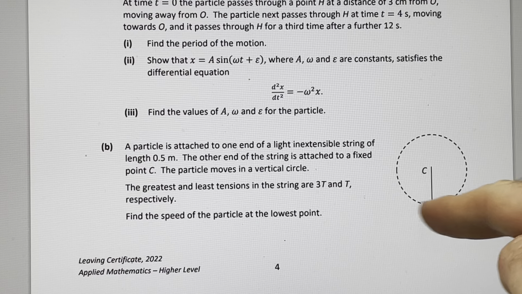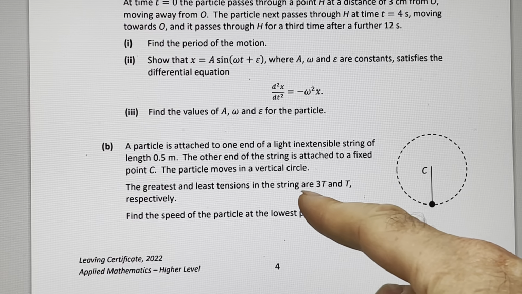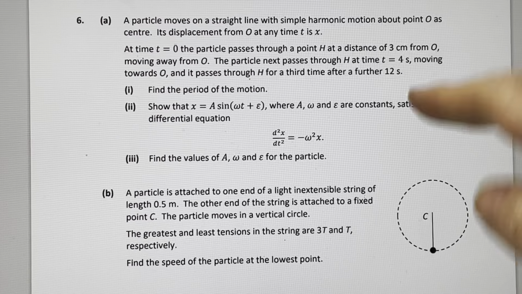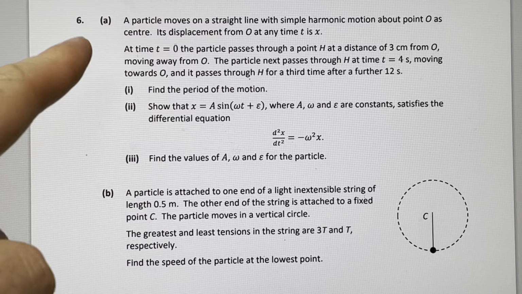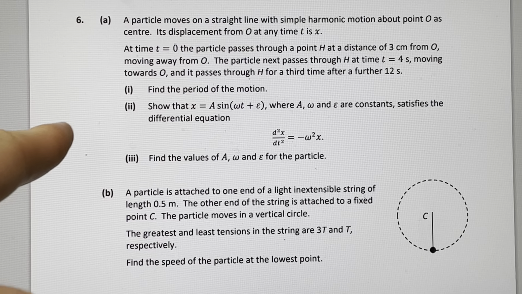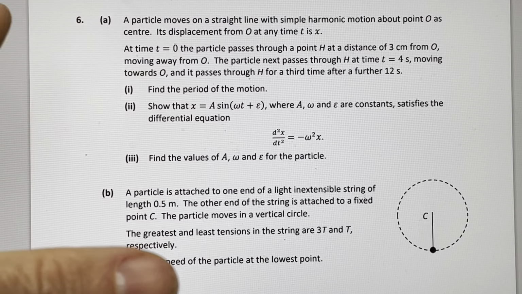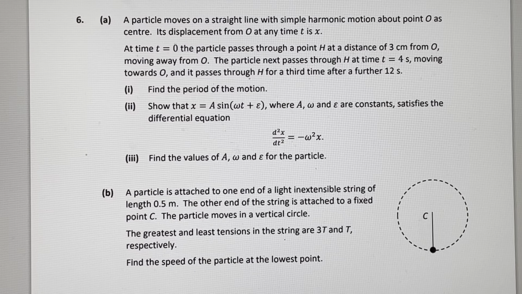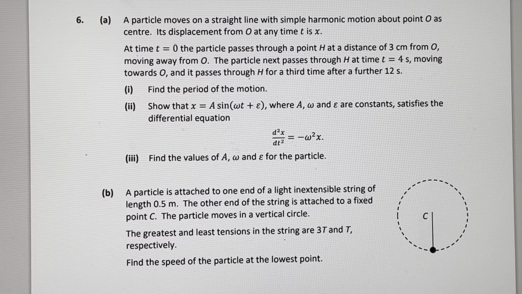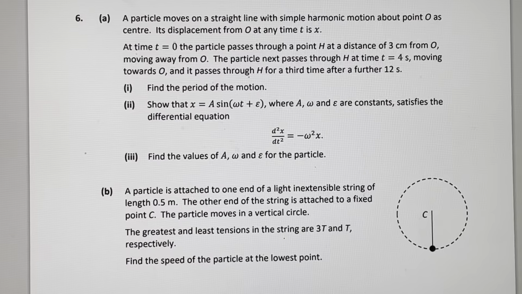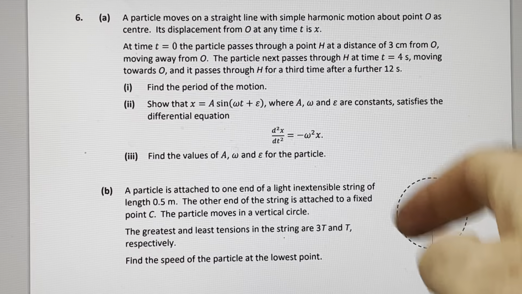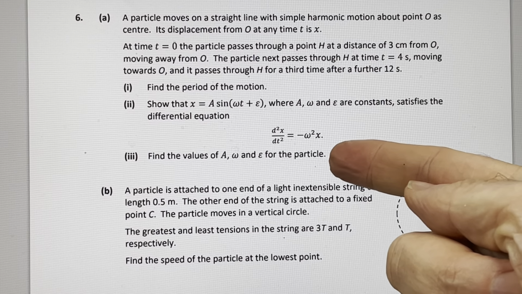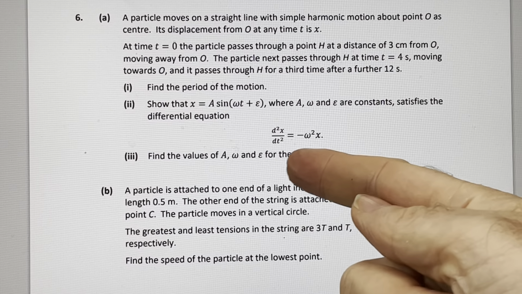Moves in a vertical circle, greatest and least tensions. That is fascinating. Okay, that simple harmonic motion question is very similar to what happened in the physics paper. I wonder, do applied maths and physics coordinate with each other, because this is very similar. It looks like they didn't in this case. Because period of the motion, yeah, you were asked that in the physics one as well this year. Okay, show that it satisfies that.